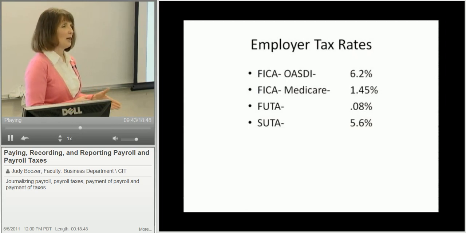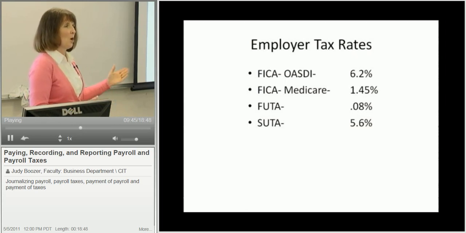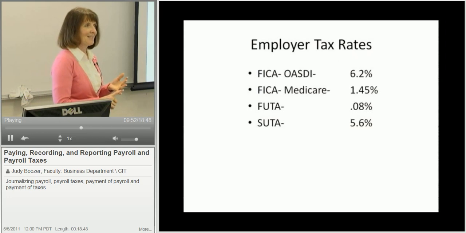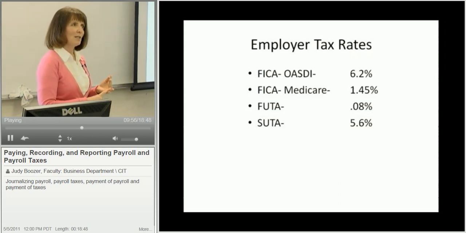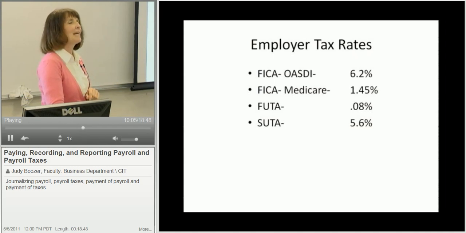Now, FUTA and SUTA vary, but the rates will always be given to you. And what is FUTA? Federal unemployment tax. And SUTA? State. And who pays for both of those? Employer only. And do they have caps or limits? Yes. So you have to pay special attention to those caps or limits, and they could change.